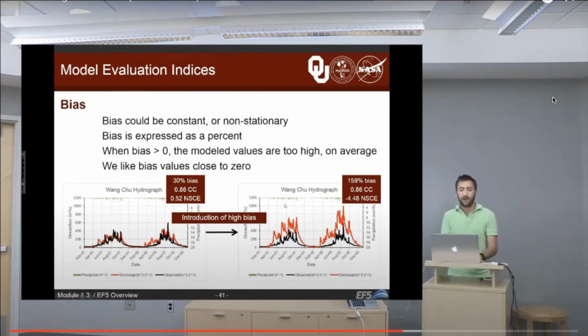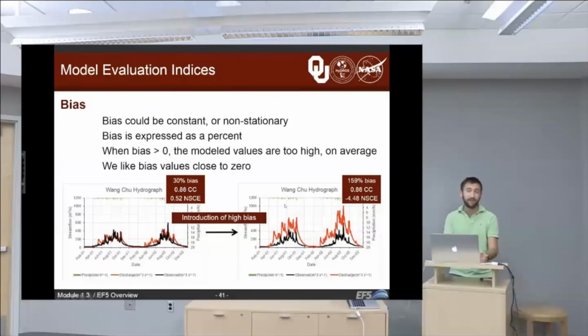Bias is usually expressed as a percent. The way we calculate it for the training is that when bias is positive, that means that the model is too high. When bias is negative, the model is too low.